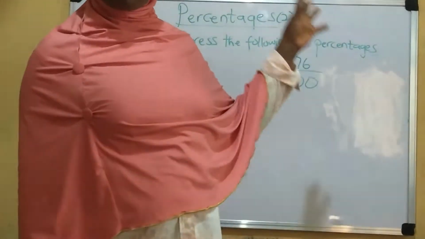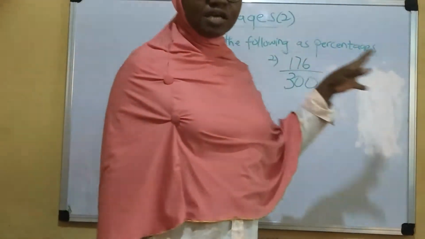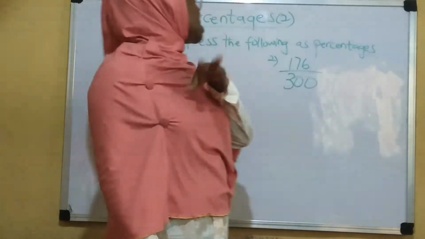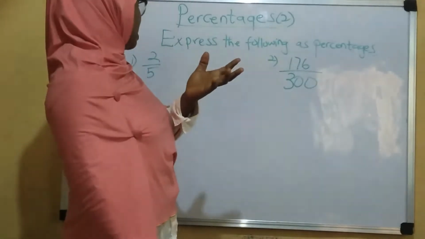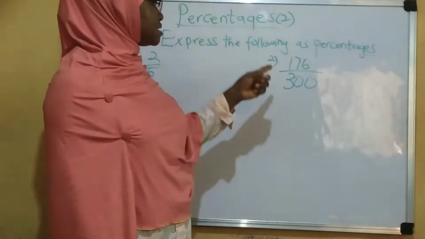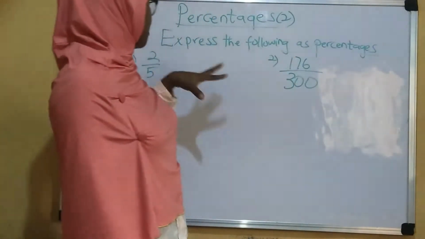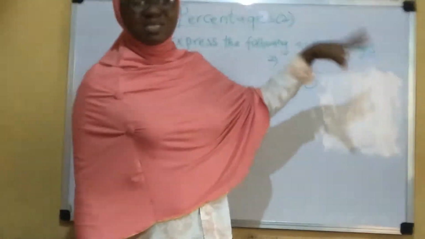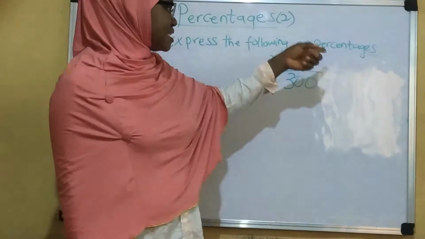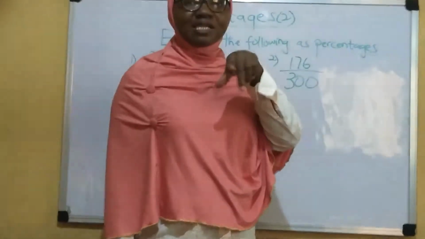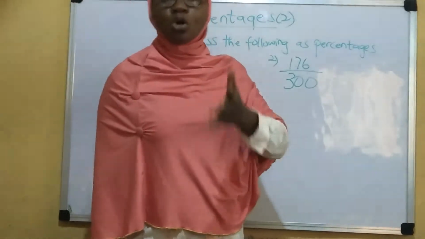Today we are still working with percentages. Now let me give you a recap of what we did in the last lesson. Last lesson was also percentages, only that we expressed percentages as fractions and then divided them into their lowest terms. So today we'll be taking it from fractions to what? Percentages, as opposed to the last class, which was from percentages to fractions. Do you understand?